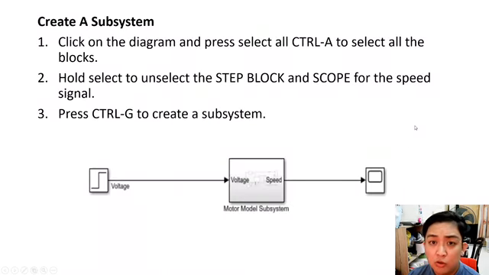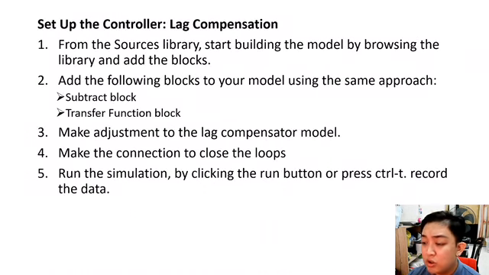Next, moving on, we're going to create a subsystem. To create a subsystem, first we need to press Control A, which selects everything, and then we need to unselect a few blocks, which are the voltage block, the step block and also the scope block. After we unselect the blocks, we press Ctrl G to create a subsystem. Once we finish the subsystem, moving on, we'll be setting up the controller for lag compensation.